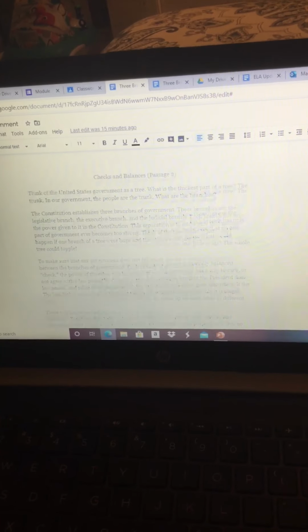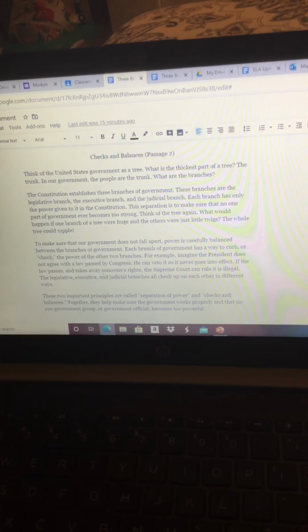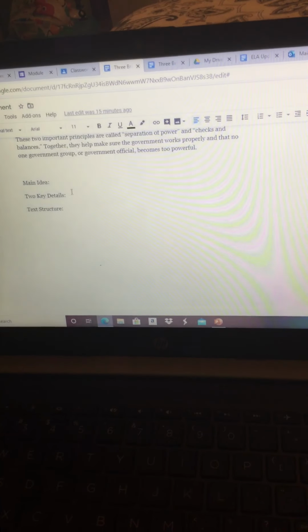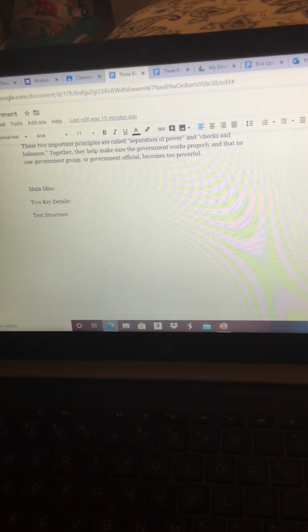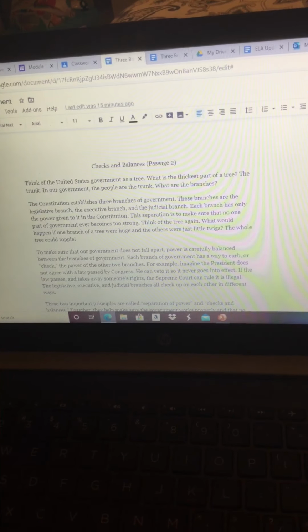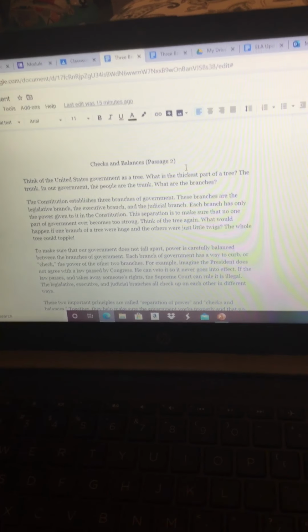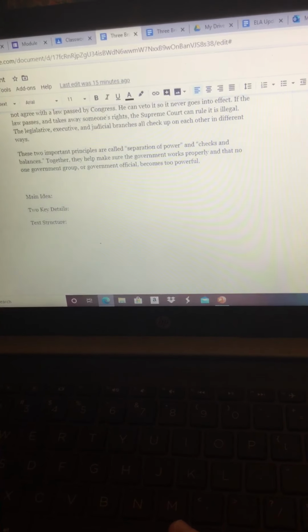So then they would read passage 2 one time through, and then the second time read for understanding, come up with a main idea, 2 key details, and text structure. Again, the main idea and the topic are not the same thing. So the topic of this passage is checks and balances, but the main idea is what they're trying to tell you the checks and balances do, or what the purpose is.